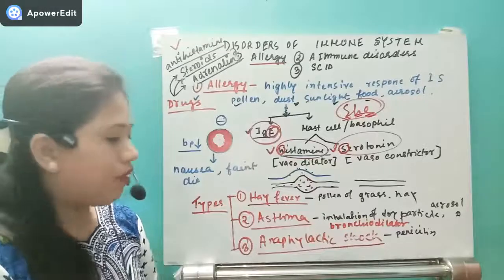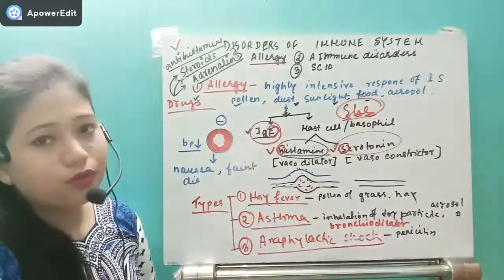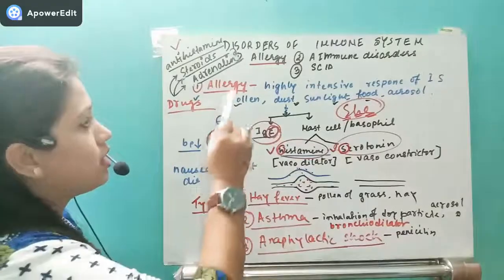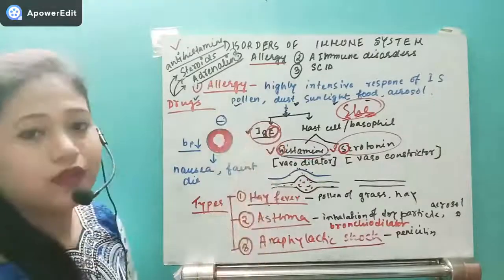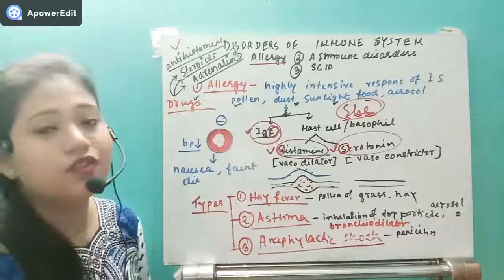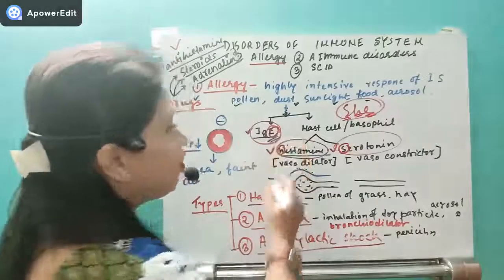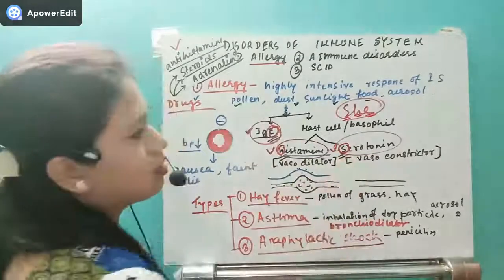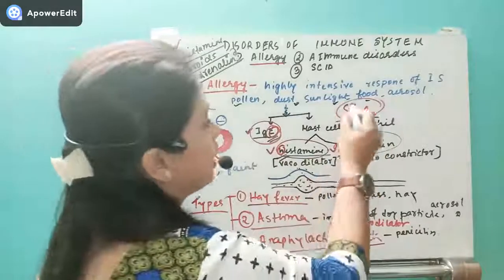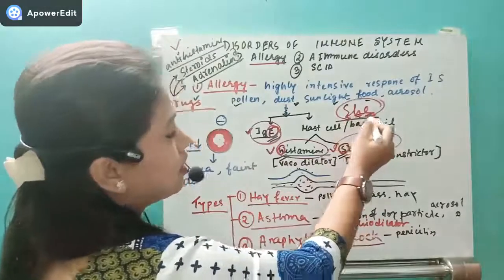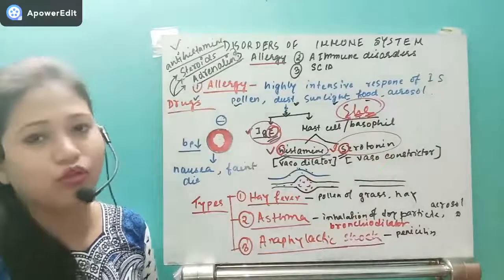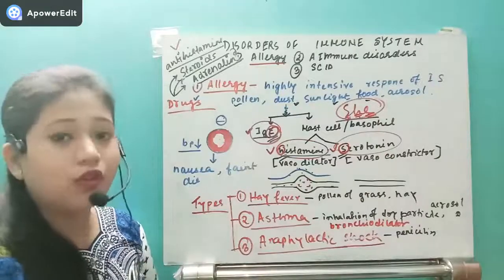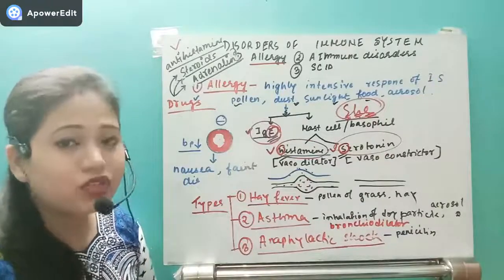So these are the different types of conditions we have discussed. Hope you have understood. One thing that is very important: in all three conditions, whenever an individual has allergy, the level of IgE increases, then histamine increases and serotonin increases. So you can remember it as SHE. S means serotonin, H means histamine, and E means IgE, immunoglobulin E, which shows the indication of allergy.